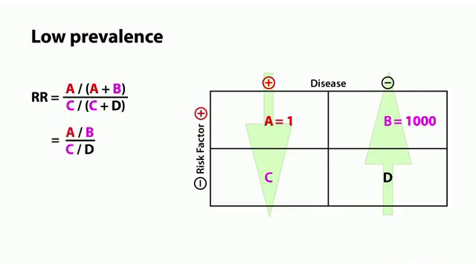And then look back at the equation for odds ratio. It's the same thing, A over B divided by C over D. So if you have the equation for relative risk memorized and you know that odds ratio approximates relative risk when prevalence is low, then you should know the equation for odds ratio too.